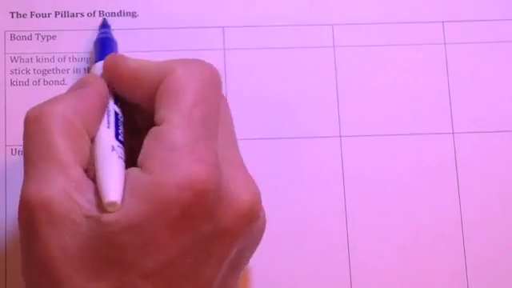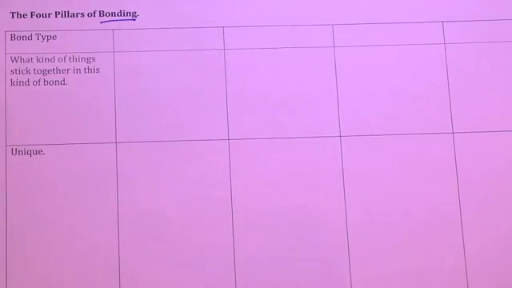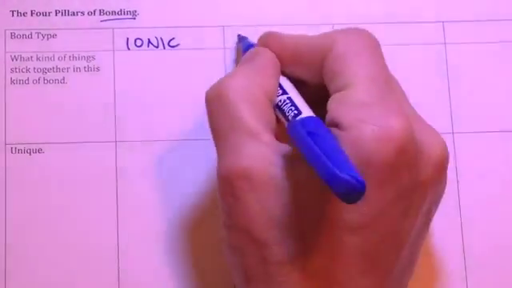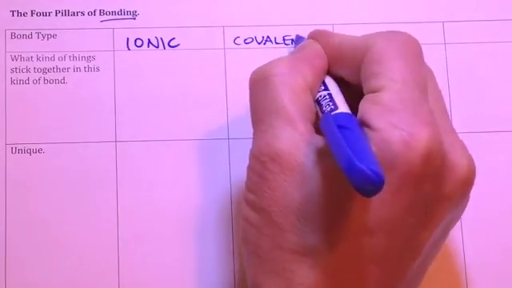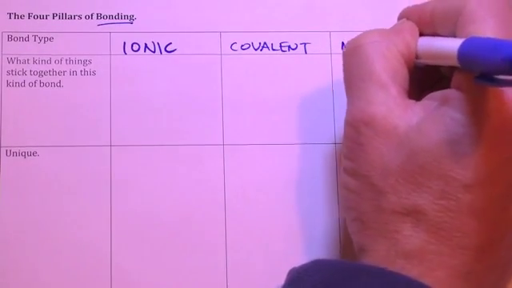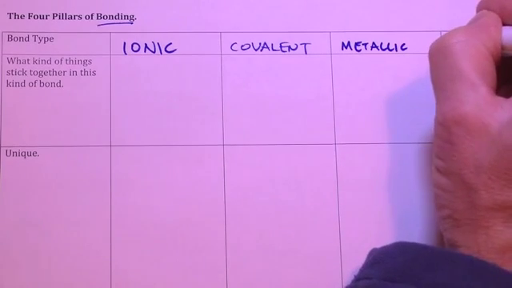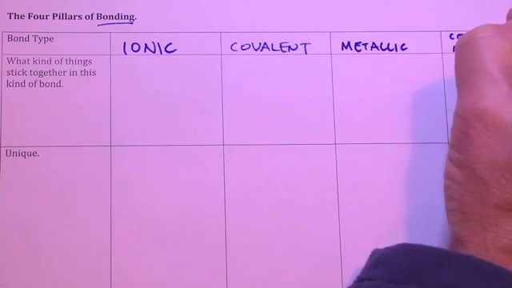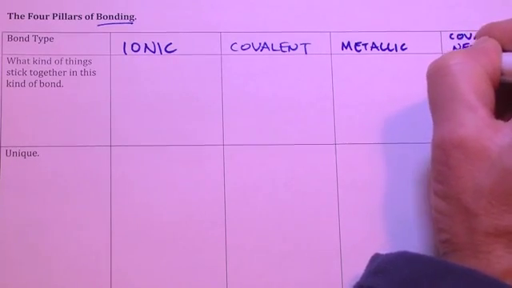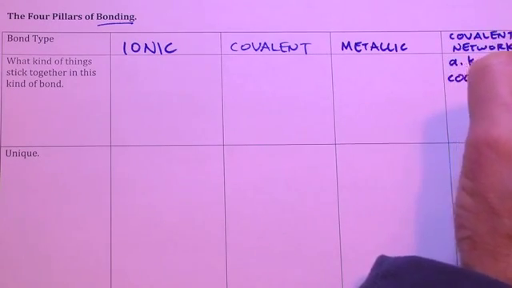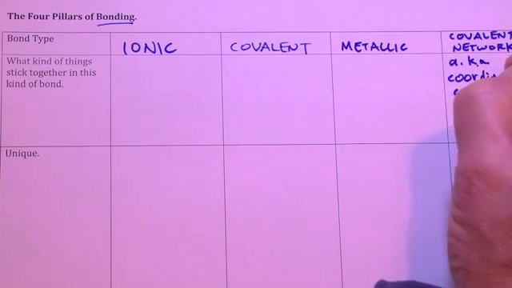4 pillars of bonding. There's 4 main types of bonding that we're going to study in chemistry class. The first one is called Ionic Bonding. The second one is called Covalent Bonding. The third type is called Metallic Bonding. And the fourth type is called Covalent Network, which is also sometimes known as AKA Coordinate Covalent Bonding.